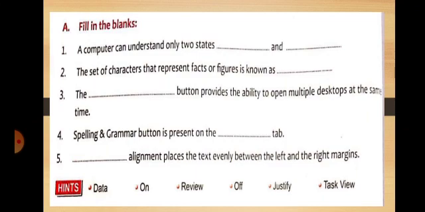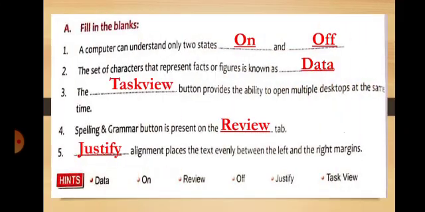Fourth one, spelling and grammar button is present on the review tab. Fifth one, justify alignment places the text evenly between the left and the right margin. Dear children, the answers have been displayed on the screen so that you should write correctly in your book.